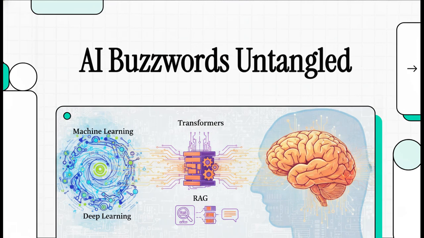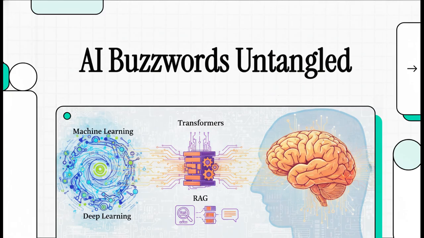Welcome to this explainer. Look, if you've been anywhere near the internet or reading the news lately, you are probably drowning in a total buzzword soup of AI terminology. Seriously, everyone is just throwing around terms like machine learning, deep learning, transformers, and RAG. But here's the secret. Most people using these terms don't actually know how they relate to one another. So today, we're going to untangle all of that.